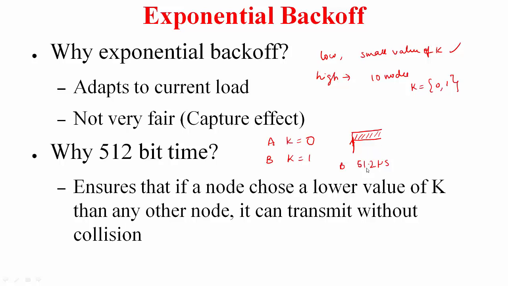The reason it has to wait for this time is it has to allow for the propagation delays, in other words, for A's bits to reach B so that B can detect that there is an ongoing transmission and not transmit. This value ensures that all nodes in the network can hear A's transmission and thereby not transmit. And this happens if they wait for at least 51.2 microseconds.